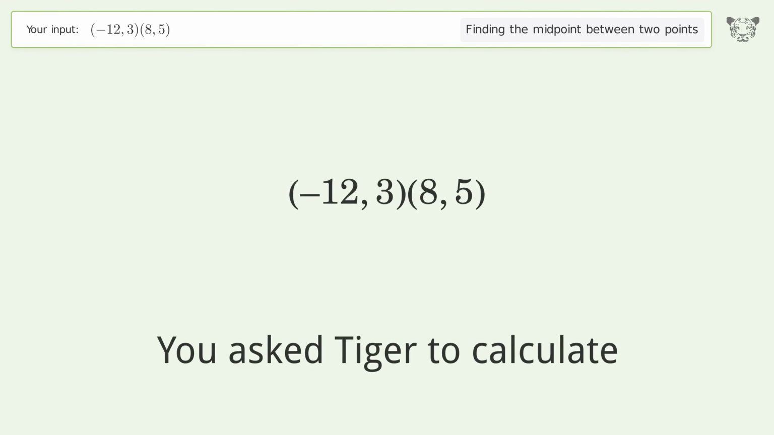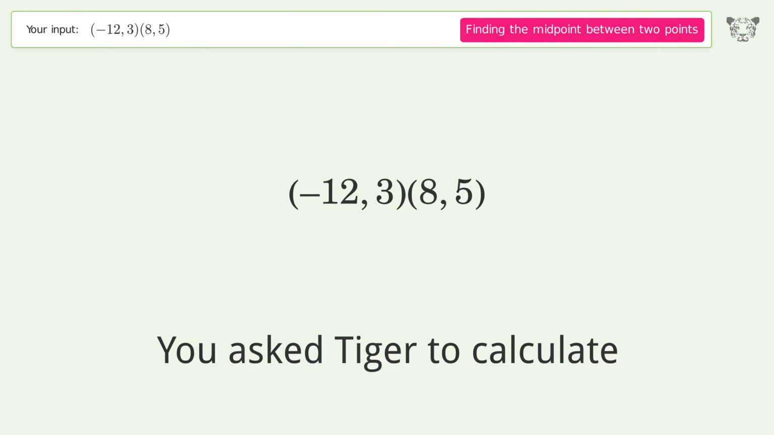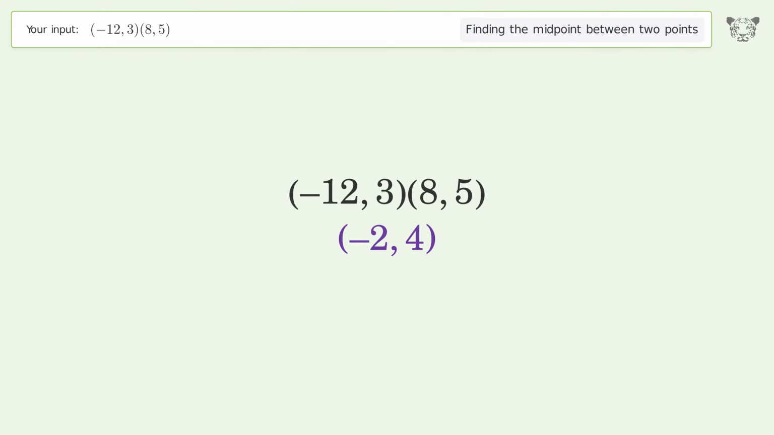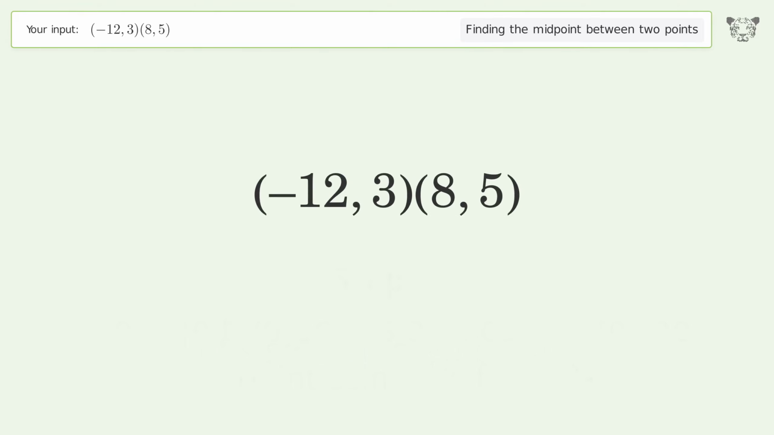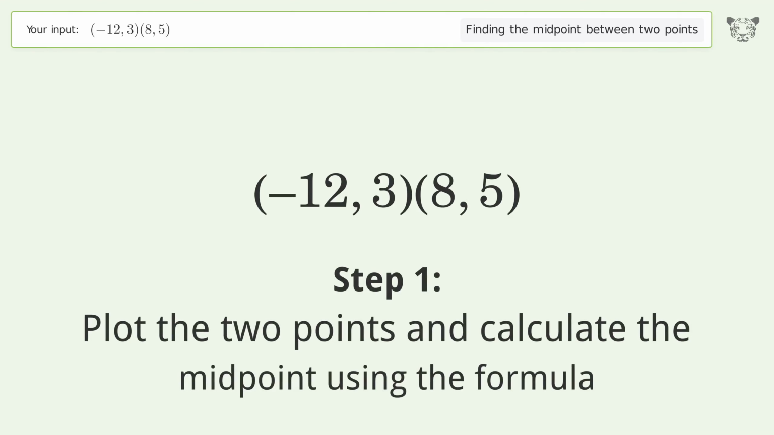You ask Tiger to calculate. This deals with finding the midpoint between 2 points. The midpoint between the 2 points is -2, 4. Let's solve it step by step. Plot the 2 points and calculate the midpoint using the formula.